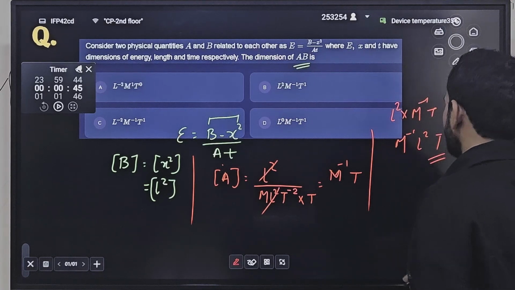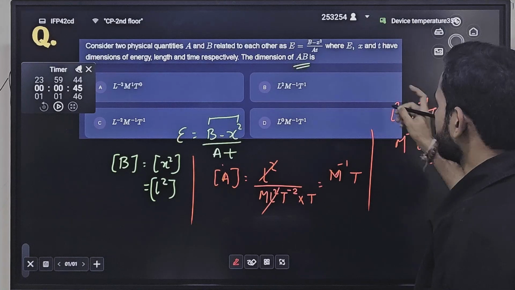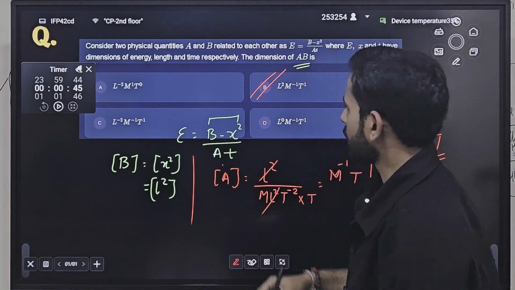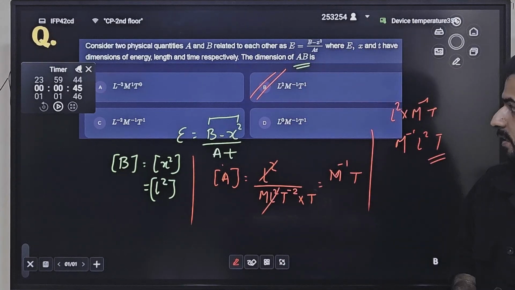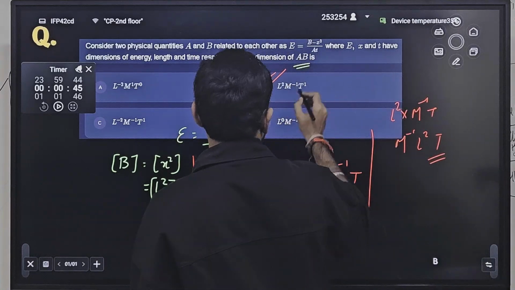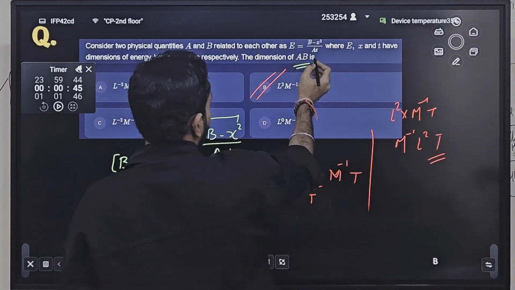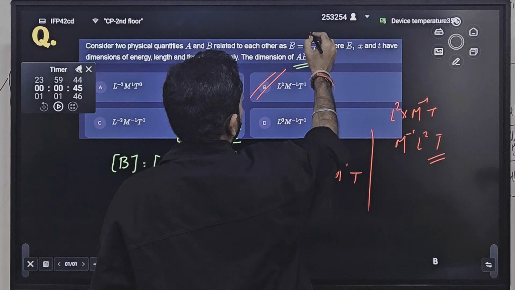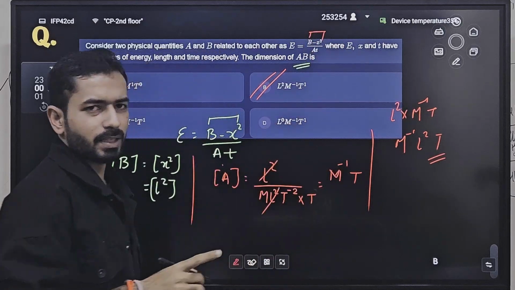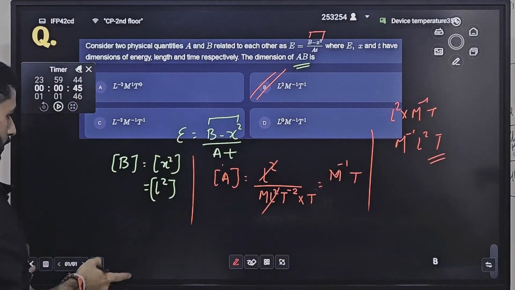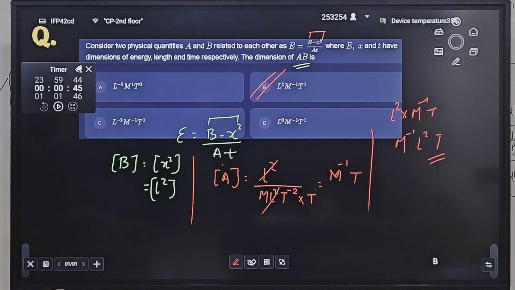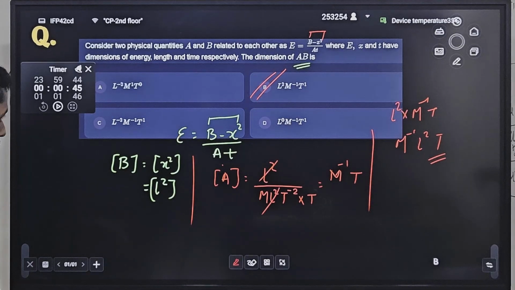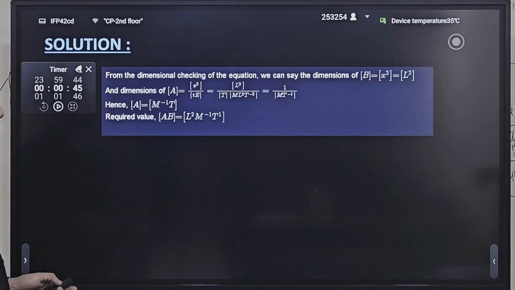Which option is coming correct? L square M minus 1 T. Which option is coming correct? B option is coming correct. Okay. The important thing was that I used two things. I have taken the dimension of A here and E here. I got one thing, and how did I get the dimension of B? Just subtraction. So I can solve it. Take this. Done. Let's quickly move to the next question.